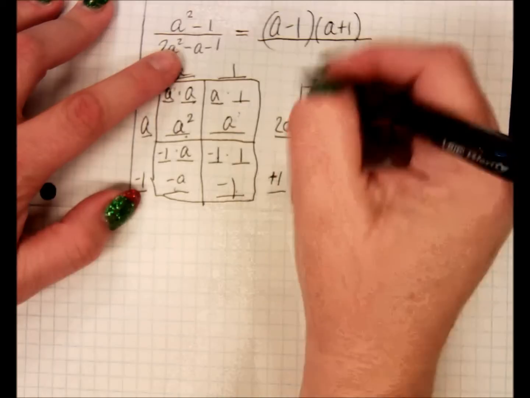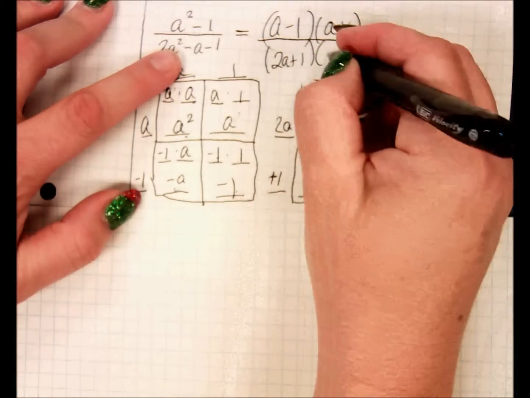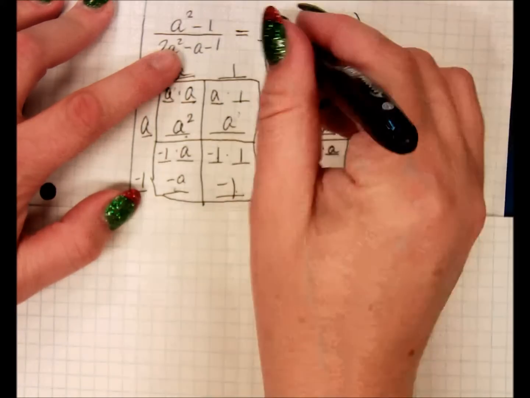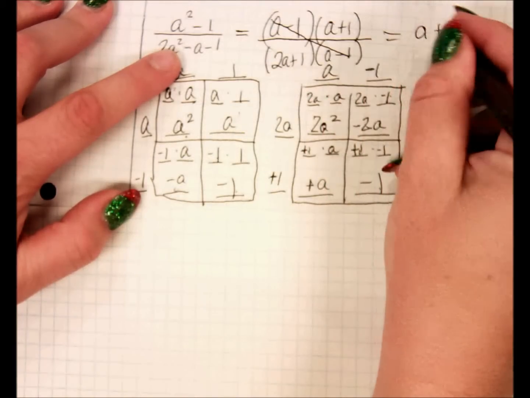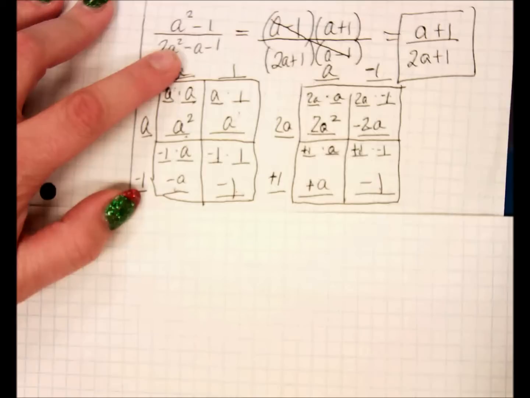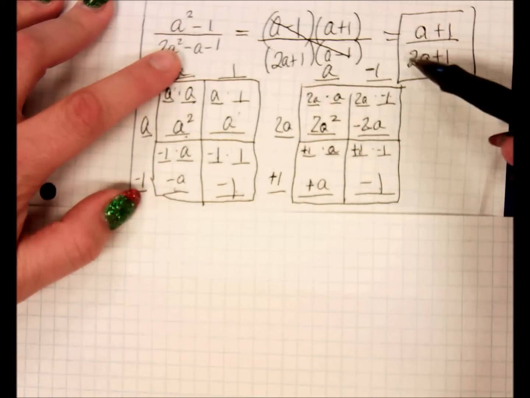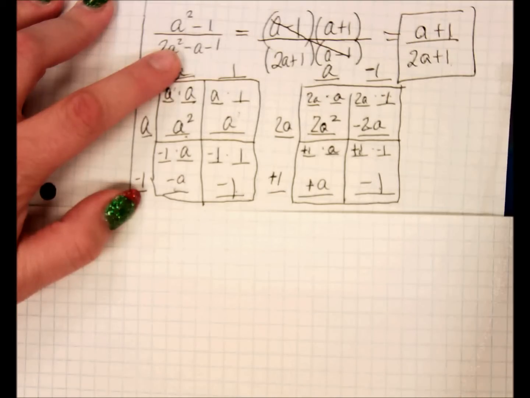So I'm going to put on the bottom 2a plus 1, a minus 1. Now you should notice the top and the bottom are sharing what? a minus 1. So I'm left with a plus 1 over 2a plus 1. And again, I cannot simplify any further because a is attached to the 1, 2a is attached to the 1. So I can't take the a plus 1 out. They all stay together.